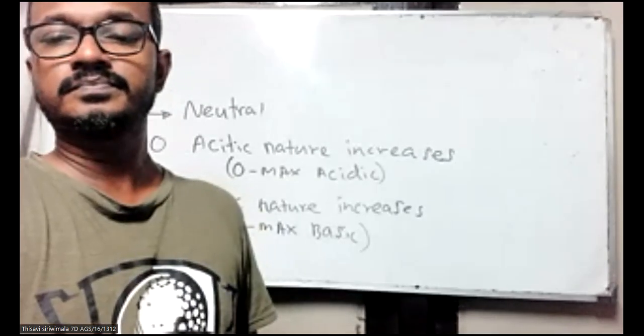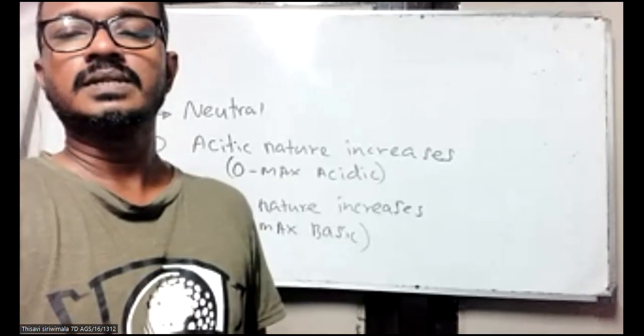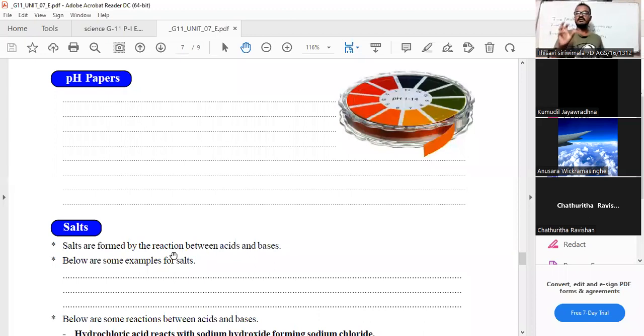Okay, we'll continue. Then pH papers. Now we can purchase pH papers in the form of small reels or small books. So a small book will contain about 10 pH papers.